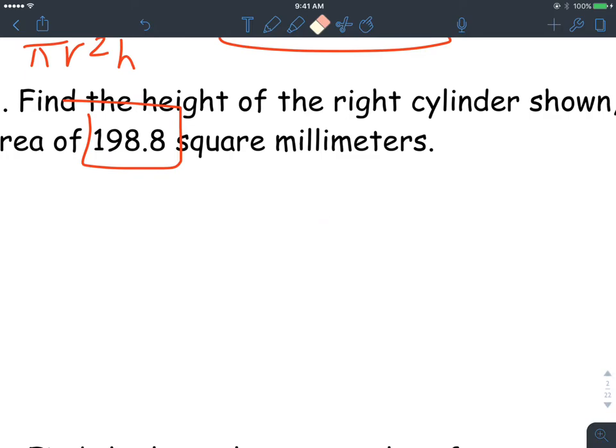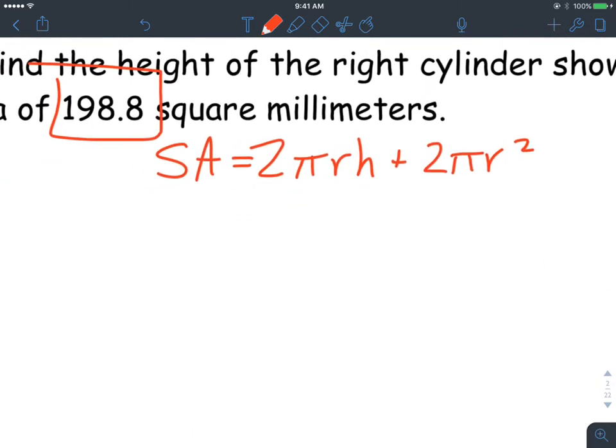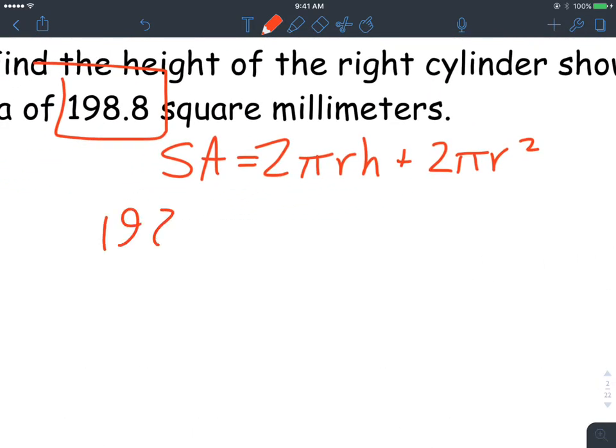Actually, you know what? Before I do that, I'm going to write out the formula for the surface area. So that's 2 pi r h, plus the 2 pi r squared. And then what we're going to do is just plug in everything we know. So we know the surface area is 198.8. We know that the radius was 2.8.